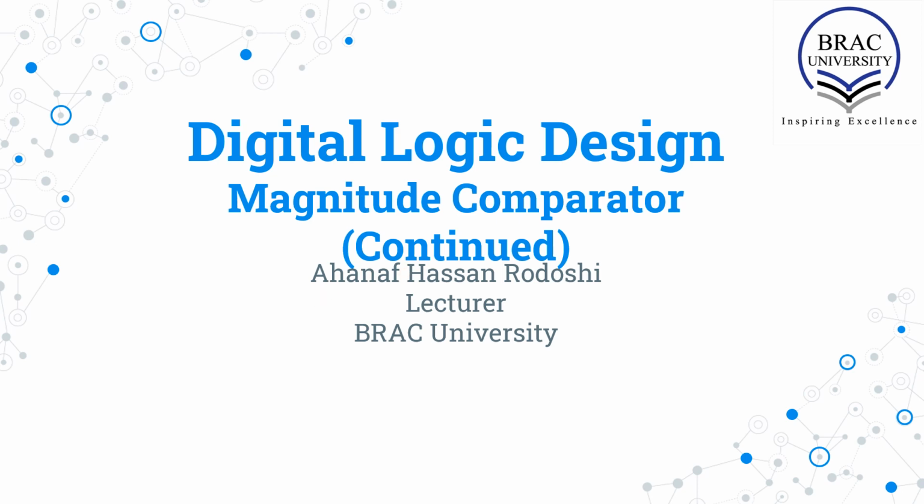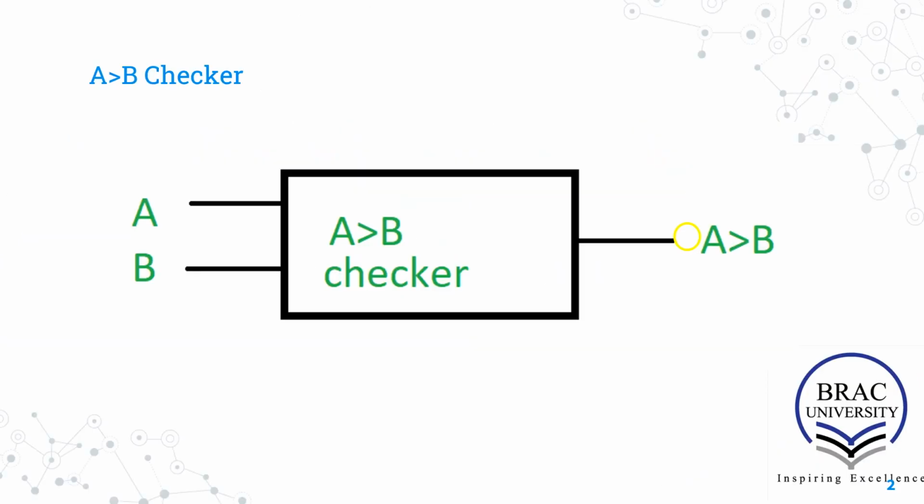In this segment, we're going to look into the functions of a greater than b and a less than b. Next, we're going to learn how to check whether a is greater than b. So if a is 8 and b is 7, then the output should show us 1, showing that a is greater than b.